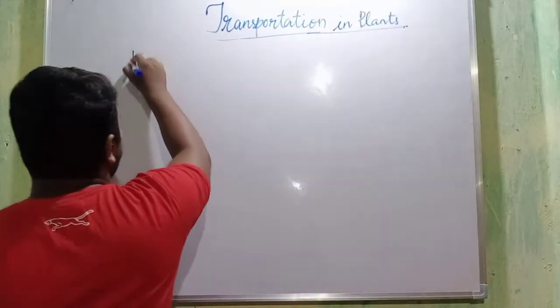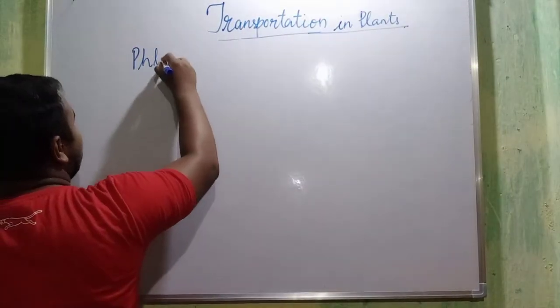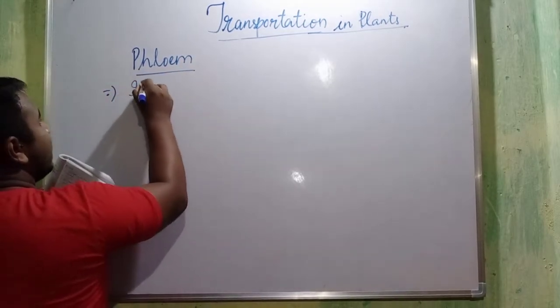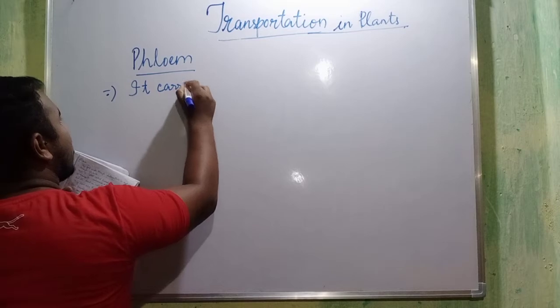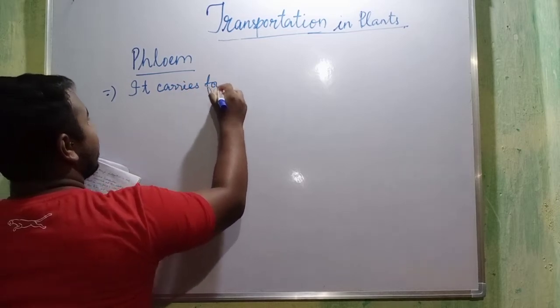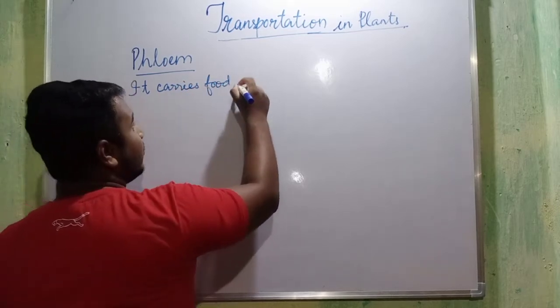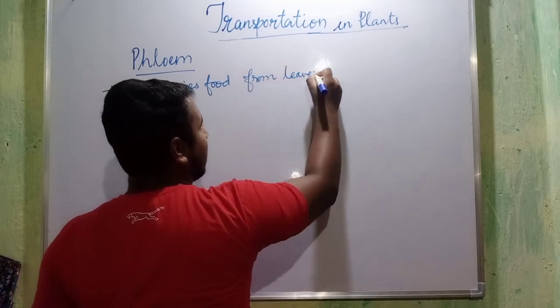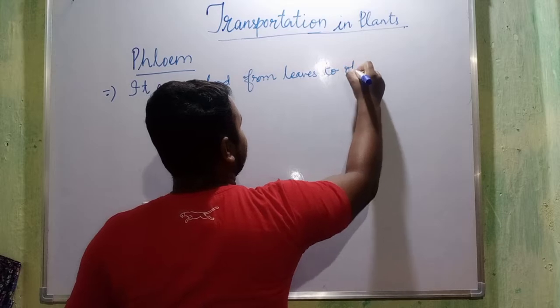The next is phloem. As the pronunciation is F, it carries food, only food. So for phloem, we'll write: it carries food. From where to where is it carrying food? Food from leaves to other parts.